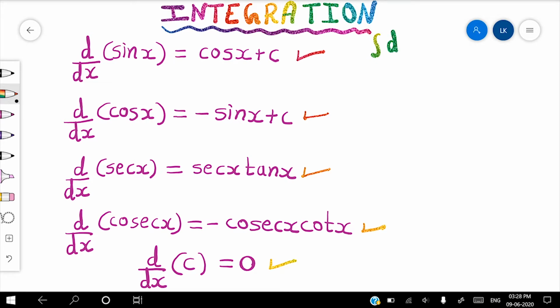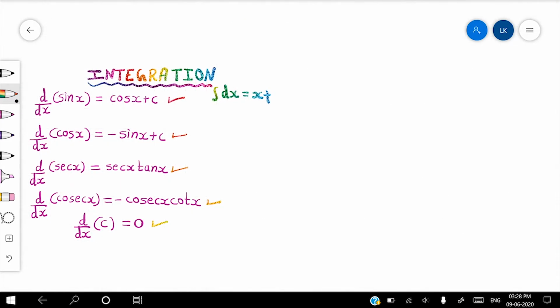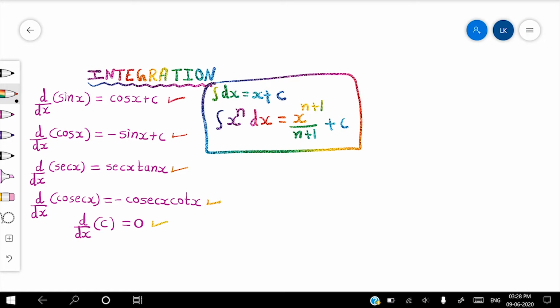Now, last time we have seen two formulas. One is integration of dx equal to x plus c. And the other formula is integration of x raised to n dx equal to x raised to n plus 1 upon n plus 1 plus c. Both formulas we have seen in the last lecture in detail.